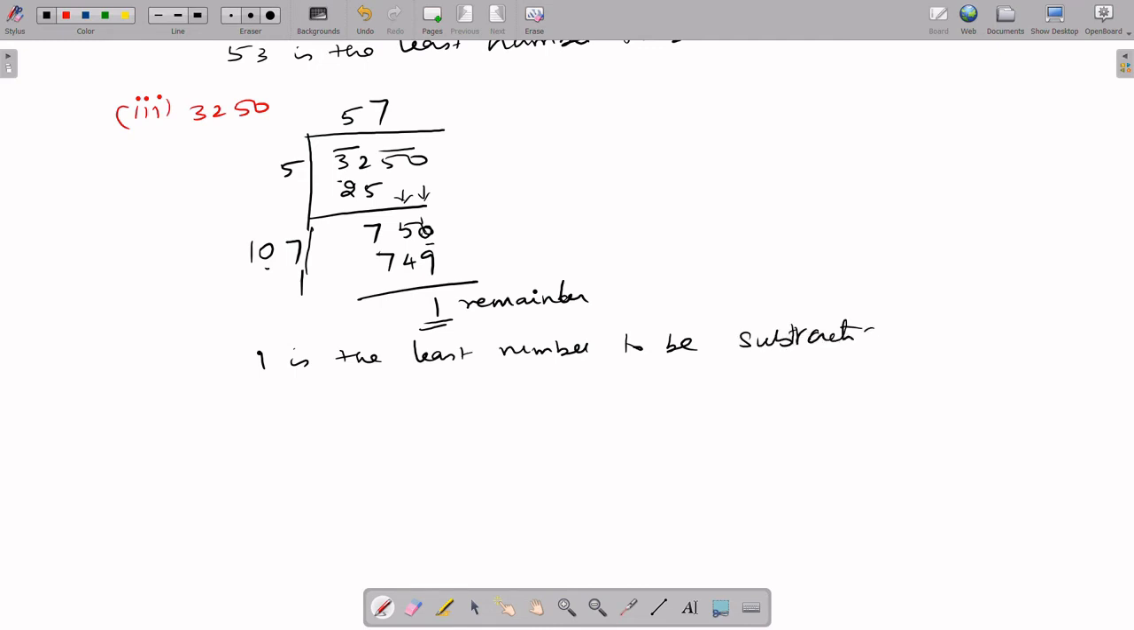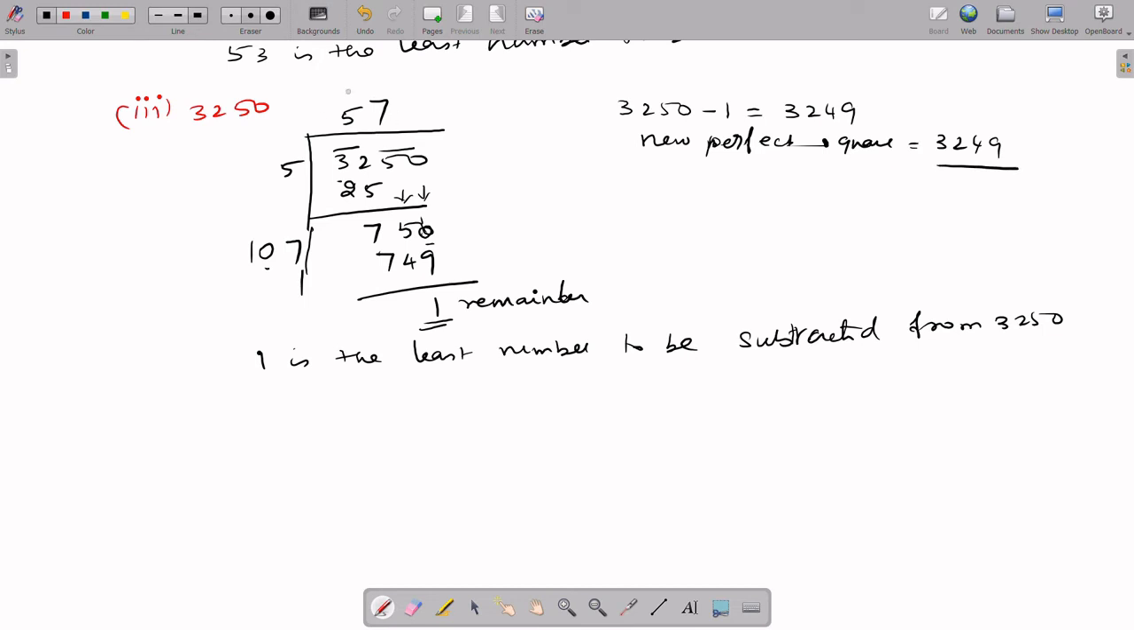Least number to be subtracted from the given problem, 3250. Okay, so when you're subtracting, 3250 minus 1 becomes 3249, which is our new perfect square. New perfect square is equal to 3249. What will be the square root of this number? This is our 57. 57 is the square root of 3249.